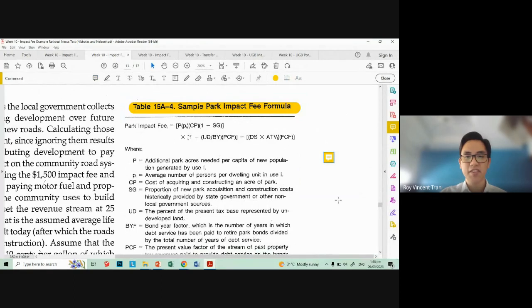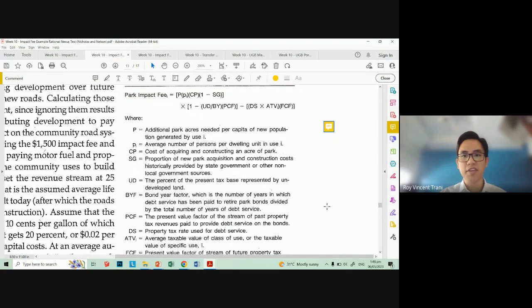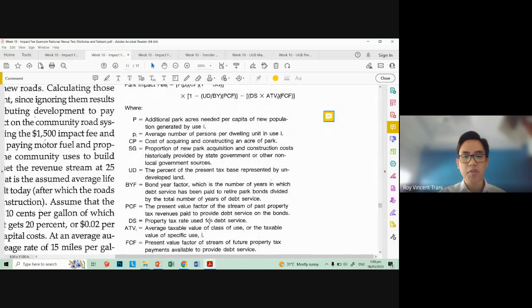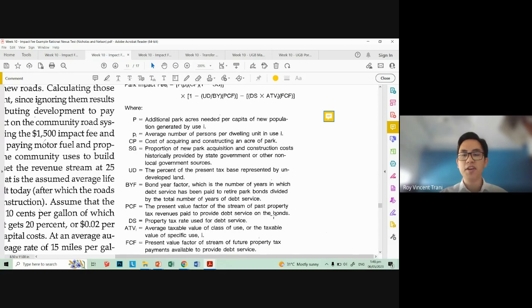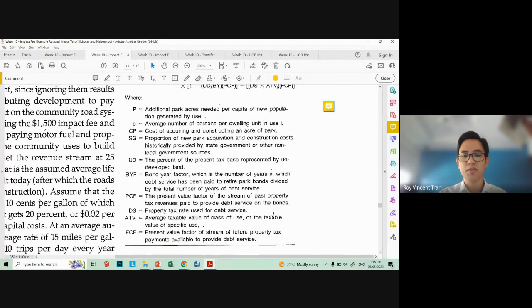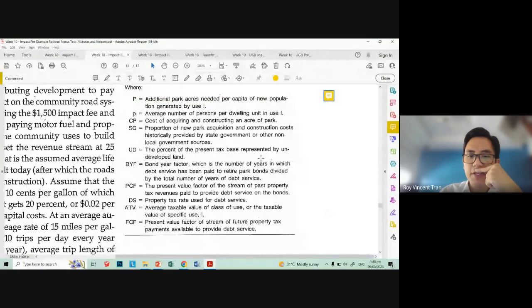But the idea is that you have the area of the park multiplied by basically the cost of getting that park, subtracted by the property tax rate used for debt service, which is a bit hard to simplify, subtracted by the amount of the cost it takes, the average taxable value of class of use, the present value factor, payments available to provide that service.